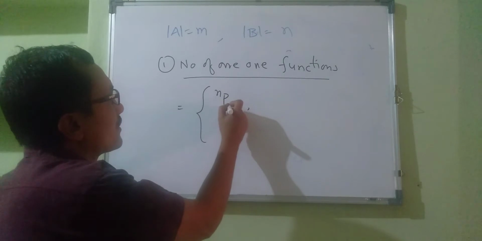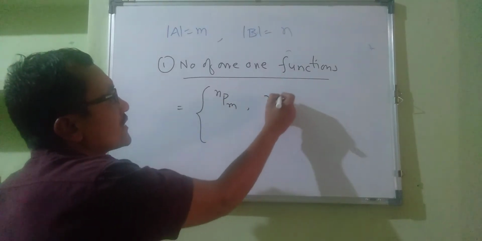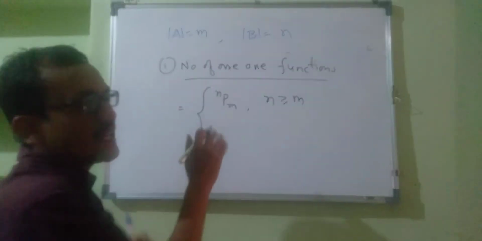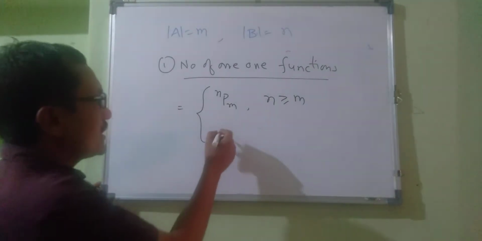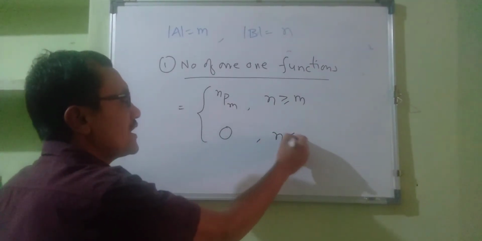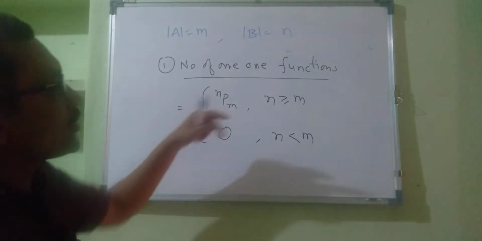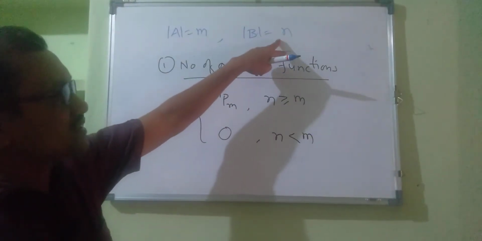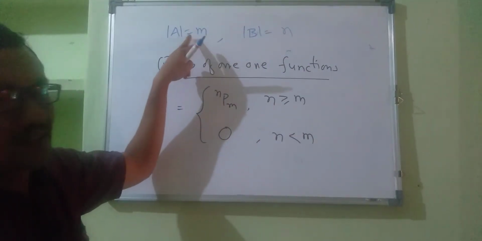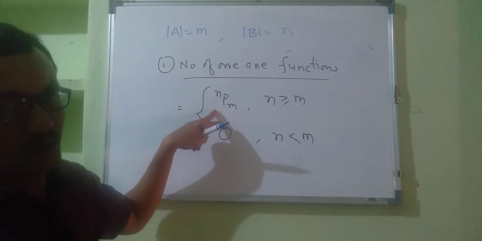This holds when n is greater than or equal to m. There are no 1-1 functions when n is less than m, that is, when the number of elements in the codomain is less than the number in the domain.